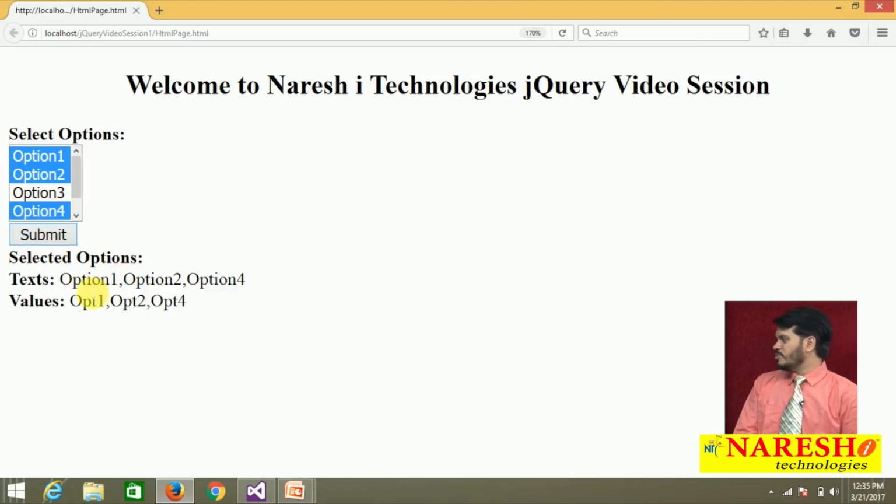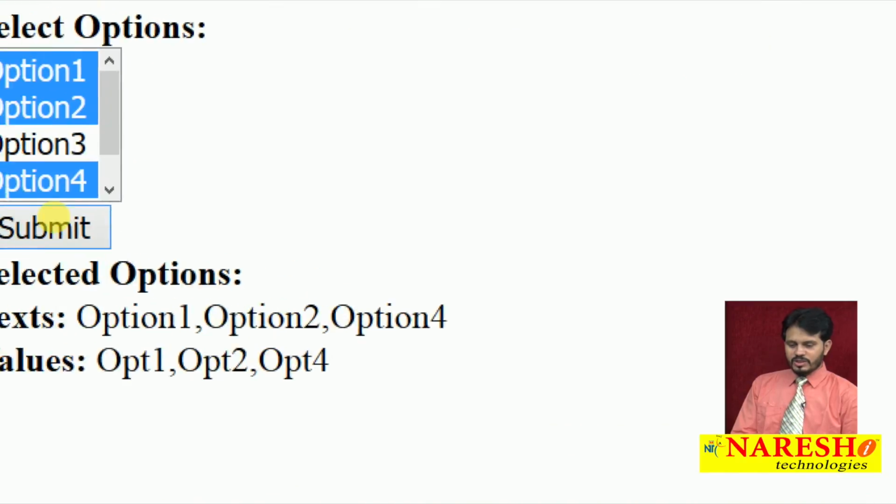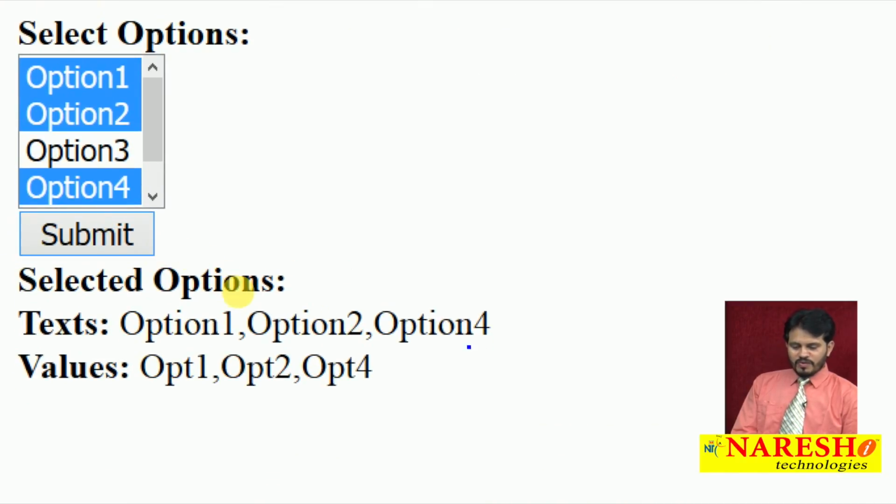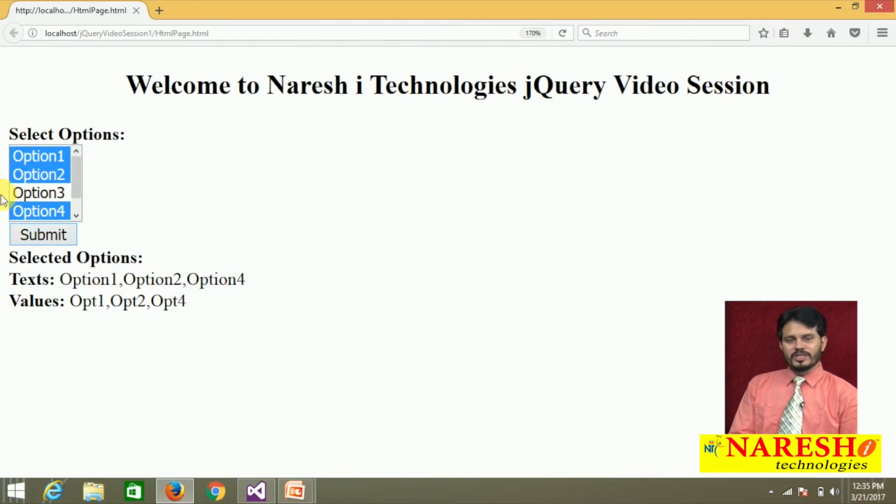In the selected options, you can observe option 1, option 2, option 4, and after option 4 there is no comma displayed. In the values also, OPT1, OPT2, OPT4, but no comma separator is displayed. So this is the way we have implemented this example, and this is our final code.